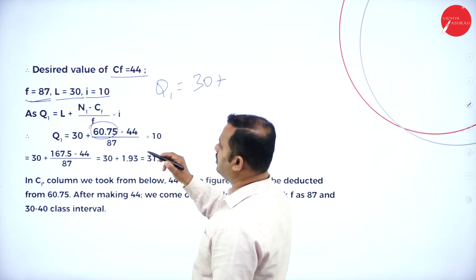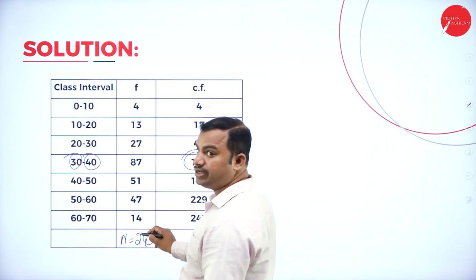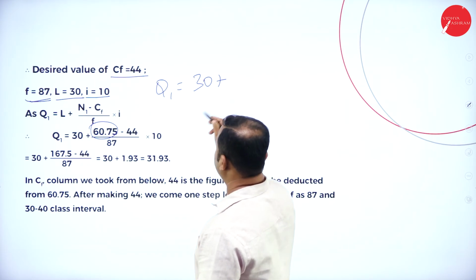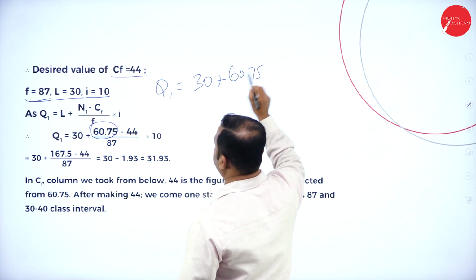That is, we have N by 4. How many items are there here? In this case, N is equal to 243. 243 by 4, you will get the value which is equal to 60.75. That is 60.75 minus CF.